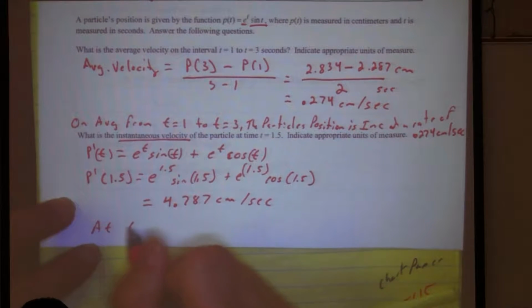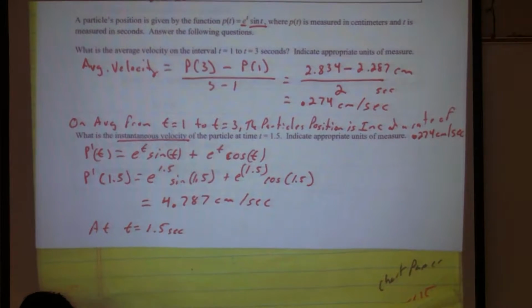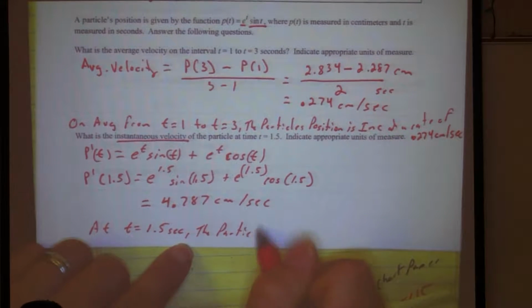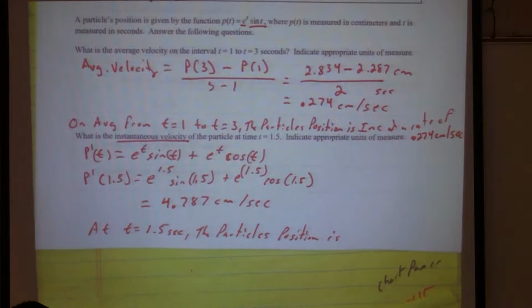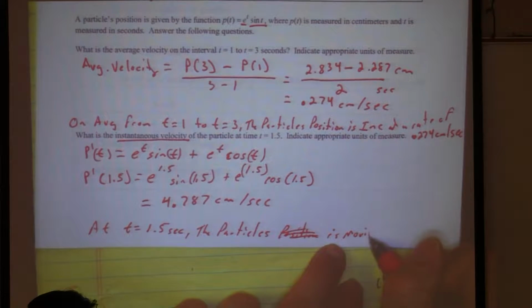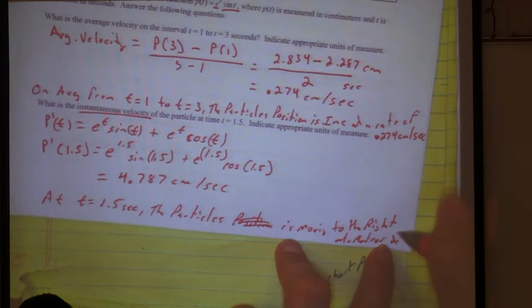Okay, at t equals 1.5 seconds, what's happening? The particle's position... the particle is moving to the right at a rate of 4.787 centimeters per second.